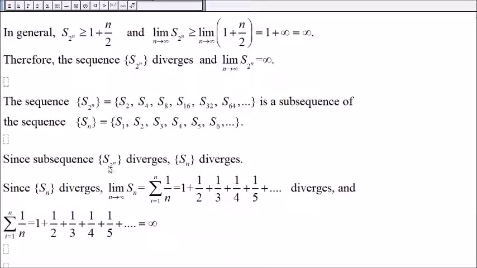And since the sequence s sub n diverges, that tells us that the limit of s sub n, which is equal to the harmonic series, diverges. And so the infinite sum of 1 plus 1/2 plus 1/3 plus 1/4, 1/5, and so on diverges to infinity.